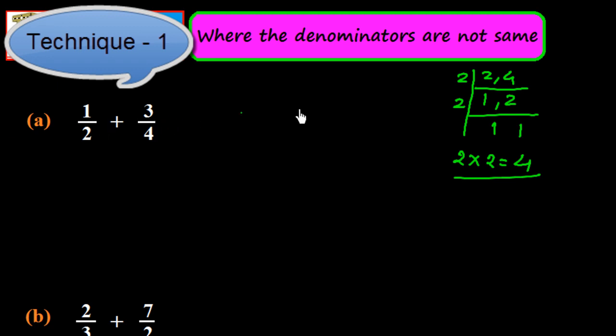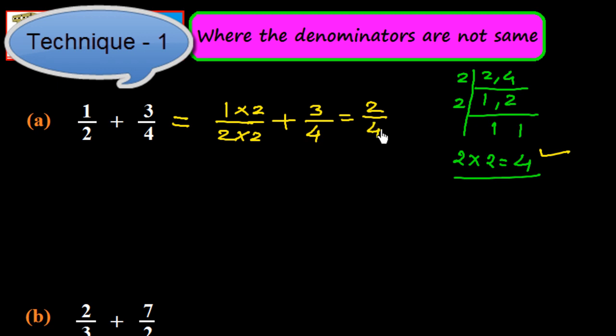What we have to do here, first of all, is make the denominator 4, which is the LCM. So we have to make the denominators equal to the LCM. Here we have 1 over 2. For making this 4, we have to multiply by 2. If we multiply the denominator, it is compulsory to multiply the numerator also. Then plus 3 over 4, there is already 4 in the denominator, which is equal to the LCM. So we get 2 over 4 plus 3 over 4.